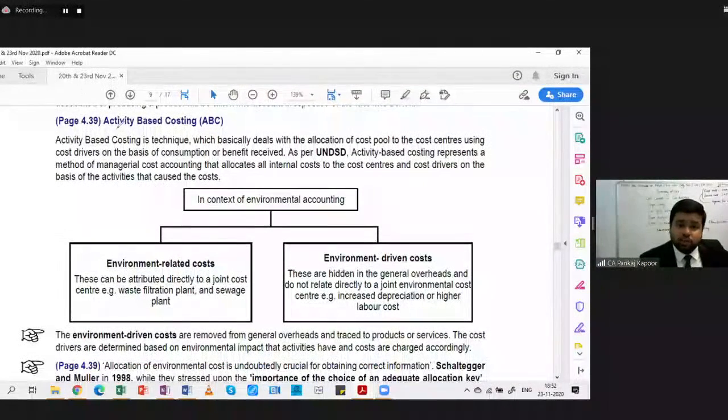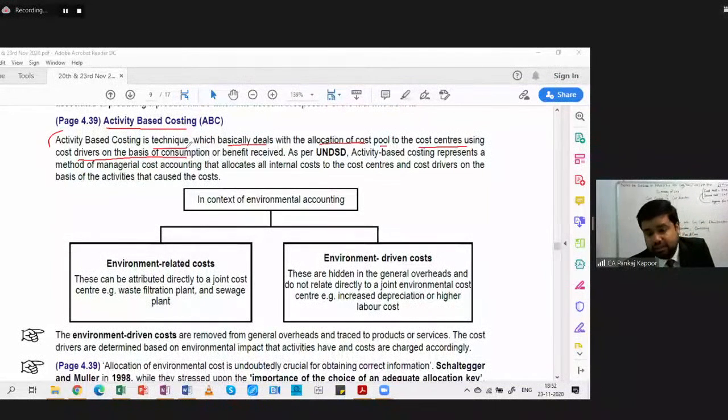Friends, I believe it is quite clear to you that activity-based costing is a technique which deals with the allocation of the cost pool to the cost center using the cost drivers. So the meaning of activity costing is already clear to you. Now, how do we use this for environment costing, or in relation to environment management accounting? For that, firstly, we'll solve the question and then we will read the theory paragraph.